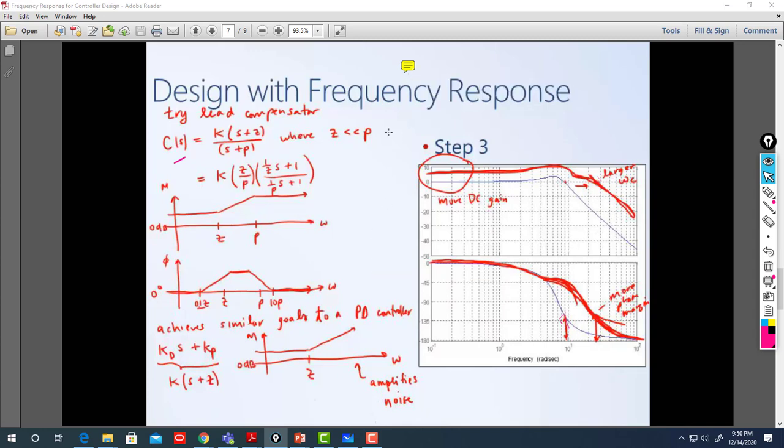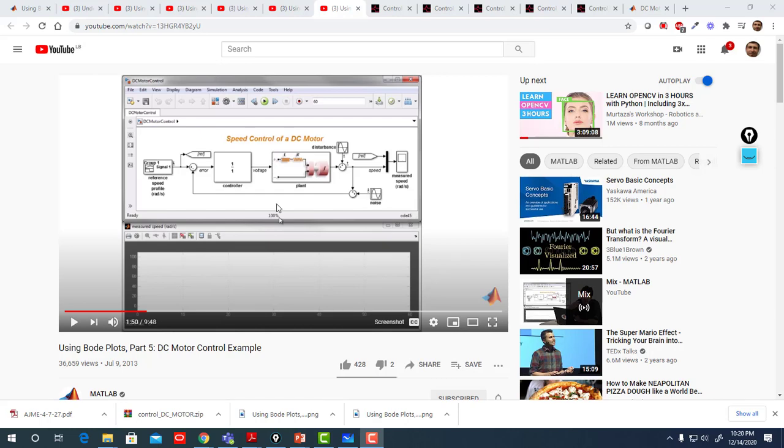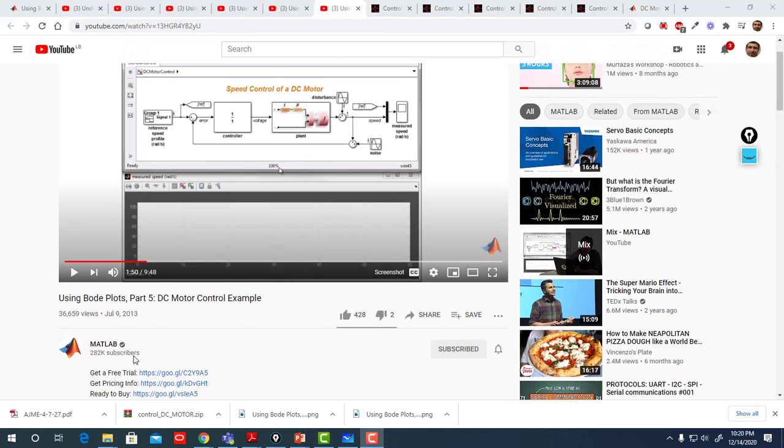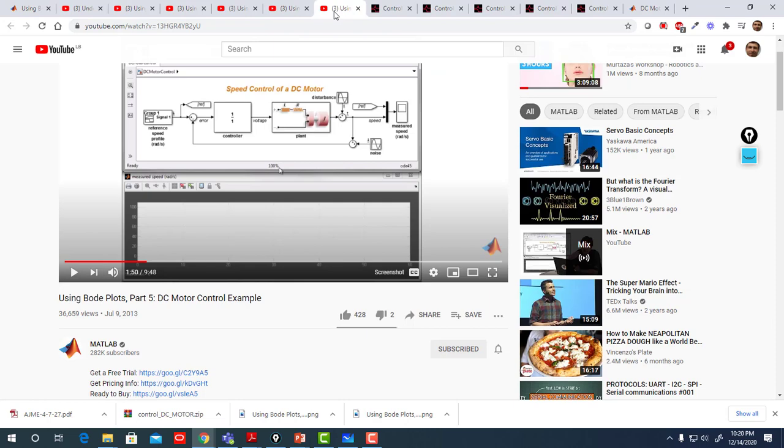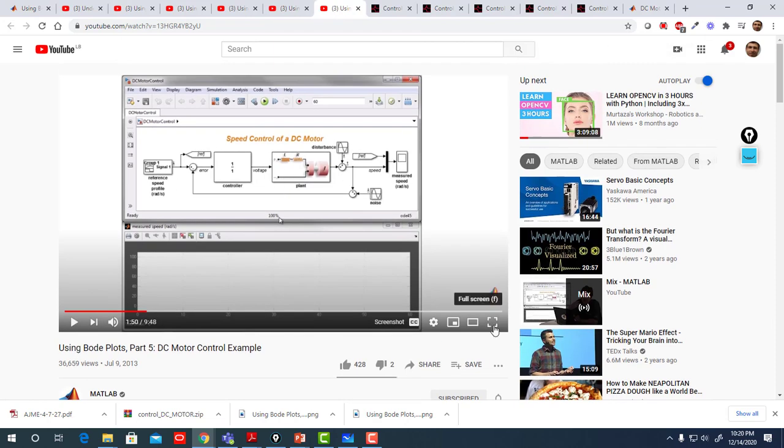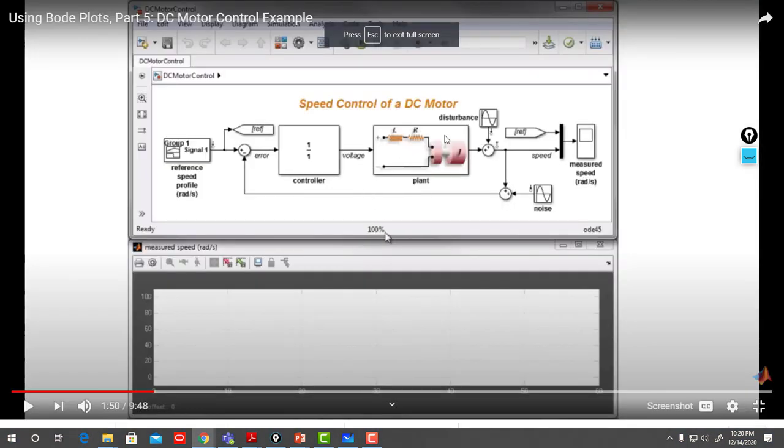So let's go and do a design example using the control system designer tool in MATLAB. Well, let's first see the example taken from MATLAB, the part 5 you saw in here. If you look at part 5, basically you have a DC motor and you want to design a controller for it in frequency response.